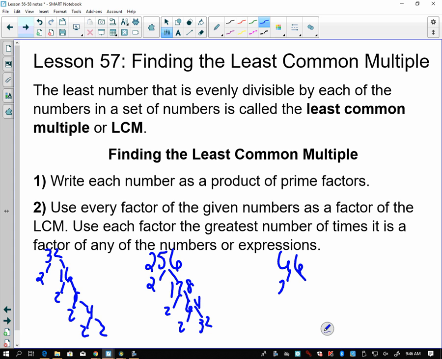66, that would be 2 and 33. Does it stop right there? If we divide by 3, we'd get 3 and 11, right? So what's the least common multiple? Is this how we do it? These are greatest common factors, right? The greatest common factor that goes into both of them is 2, but is that the least common multiple? No.